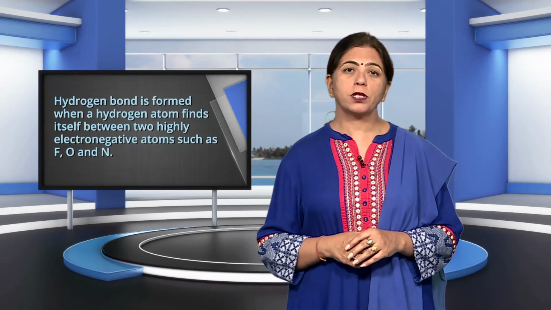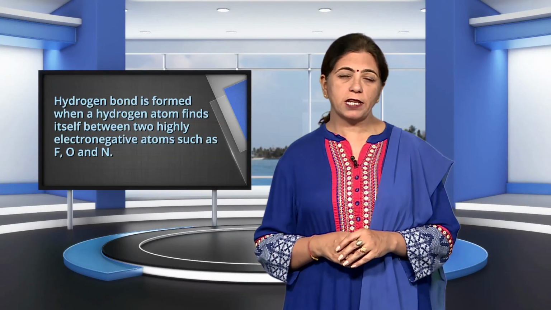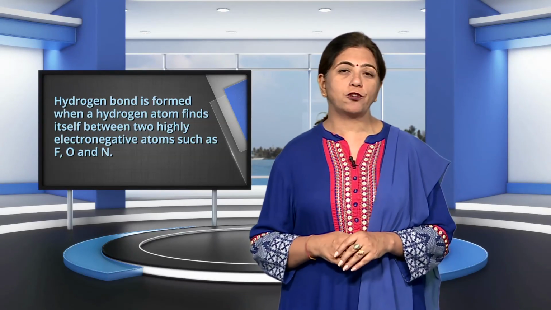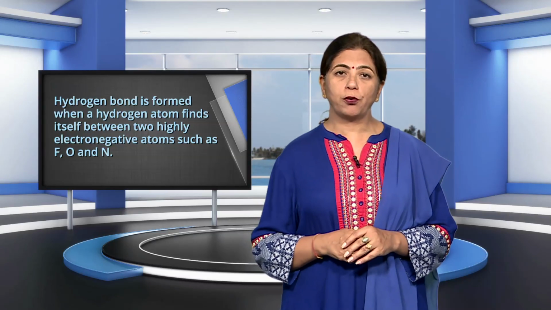Hydrogen bond is formed when a hydrogen atom finds itself between two highly electronegative atoms such as fluorine, oxygen and nitrogen. It may be intermolecular, that is existing between two or more molecules of the same or different substances, or intramolecular, that is present within the same molecule. Hydrogen bonds have a powerful effect on the structure and the properties of many compounds.